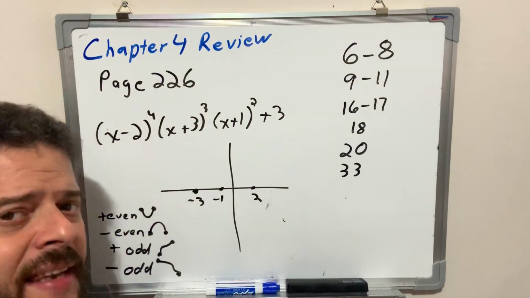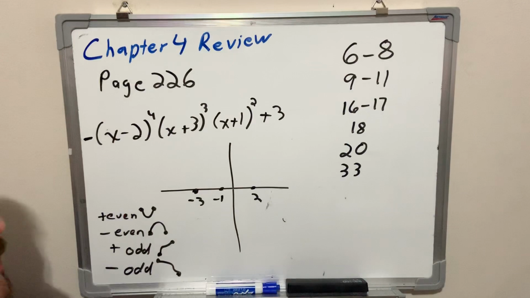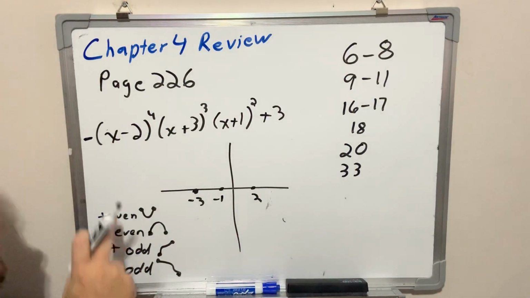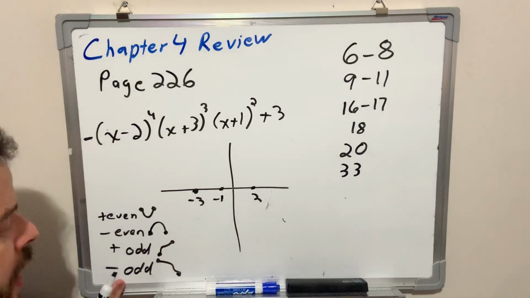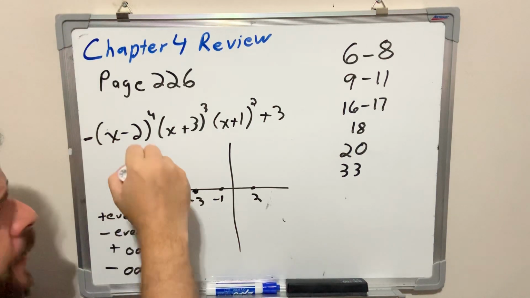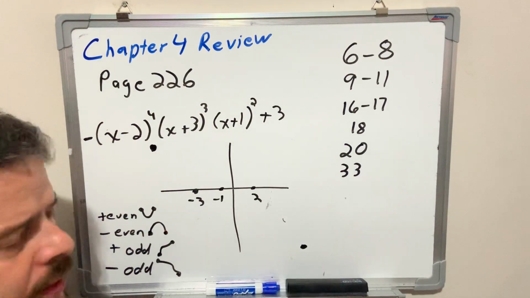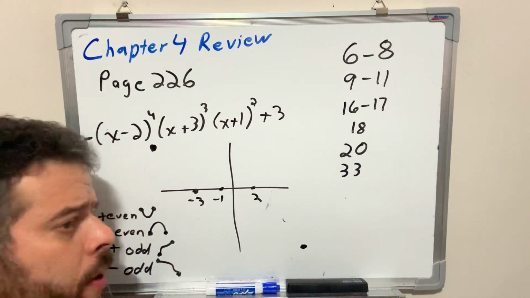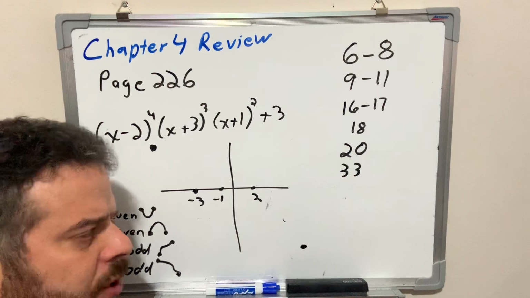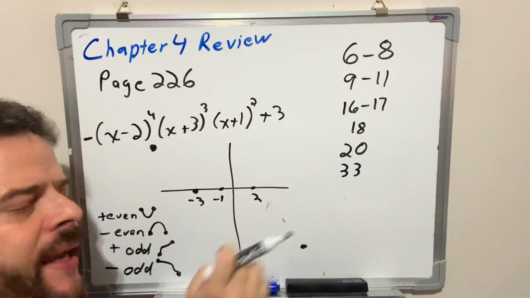7, 9, ninth degree. Let's make it negative, just for fun. So it's a negative odd. It's going to look like this. I'm going to begin up here and I'm going to end down here. And you'll see, without twisting or turning any extra amount of times, just following the rules, I'm going to begin up here and I'm going to end down here.